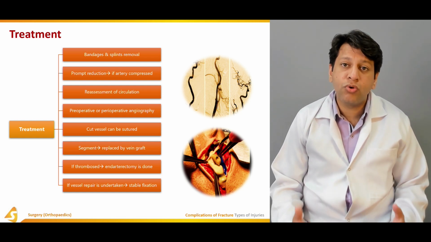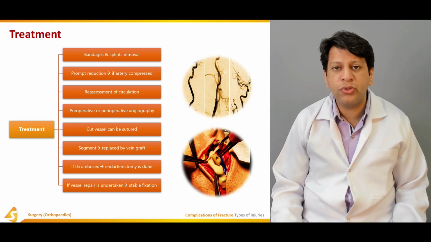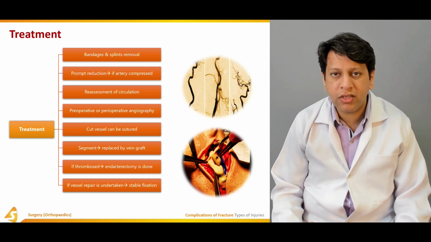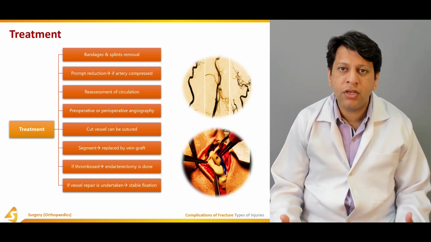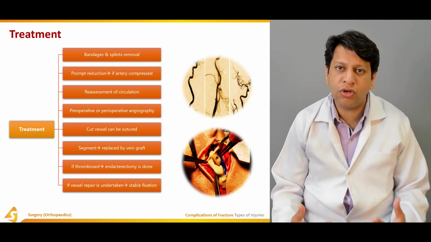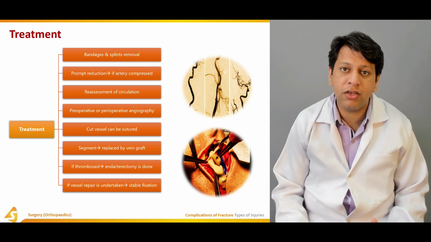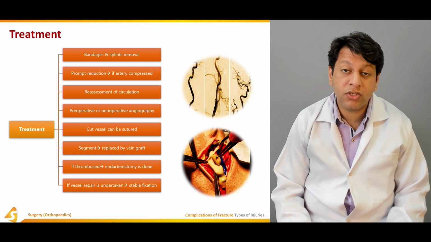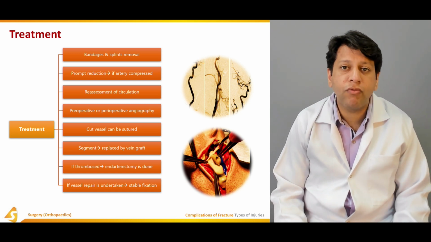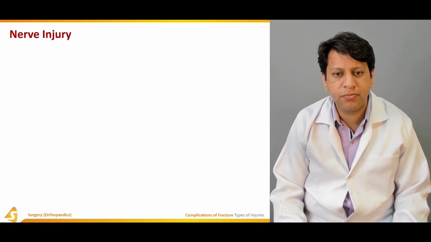If vessel repair is undertaken, we need to have a stable fixation. The bone must be fixed before the vessel repair is done, usually with an external fixator. Once we apply the external fixator, the vessel is repaired, and then we wait for the limb to return back to normal. Once the patient is out of the period where gangrene can occur, there is no gangrene, and the vascular graft or repair was successful, then we can go for internal fixation, but that is at a later stage.